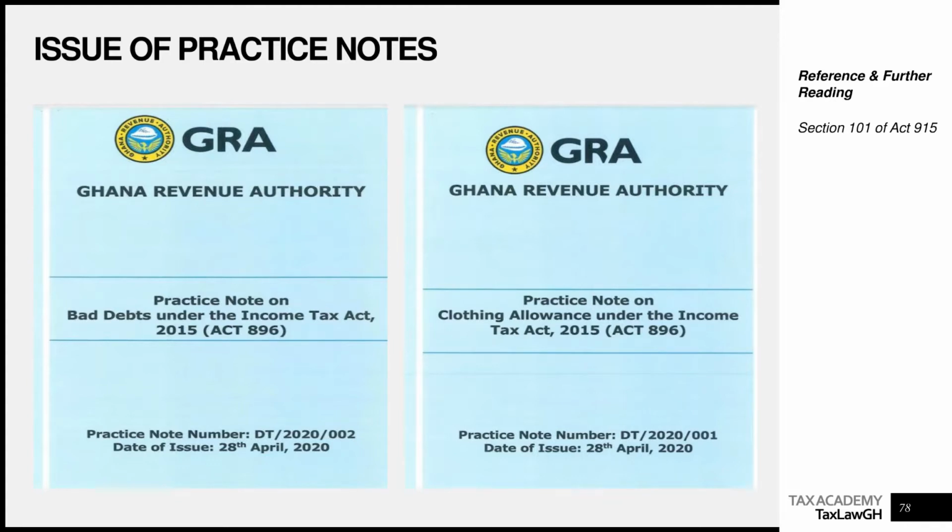Remember, we said it can cover multiple areas of a single tax law or different tax laws. So here he chose just clothing allowances to write on, so that people who are receiving clothing allowance will know his view on how clothing allowance should be taxed. So here it has its own number. You can see the one on the left is DT 2020-002. The one on the right is DT 2020-001. So remember, unique number, but they are issued on the same date. So remember, this is how a practice note looks like, and it is on the GRA website.